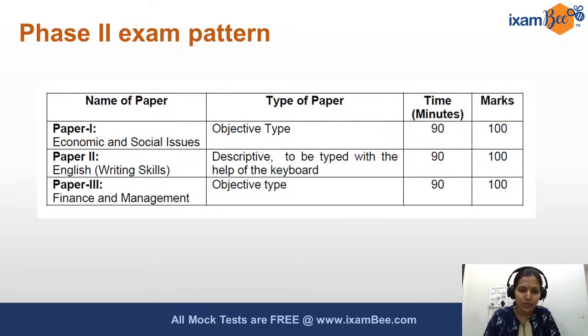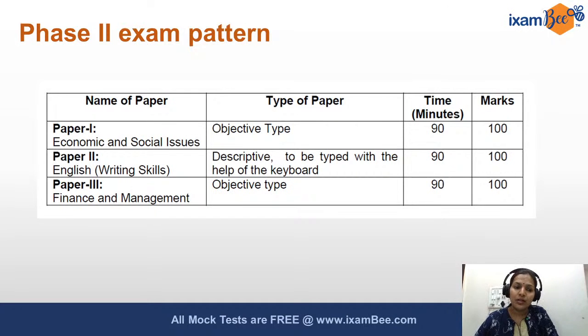Many of you would already be aware, some may not be, so just giving a gist. This is for Phase 2 only, I'm not talking about Phase 1; we have done earlier sessions, and you can go to the recording if you have missed it. If you clear Phase 1, you will be able to sit for Phase 2, and there will be 3 papers. The first paper is Economic and Social Issues. It's an objective paper, 90 minutes, 100 marks.